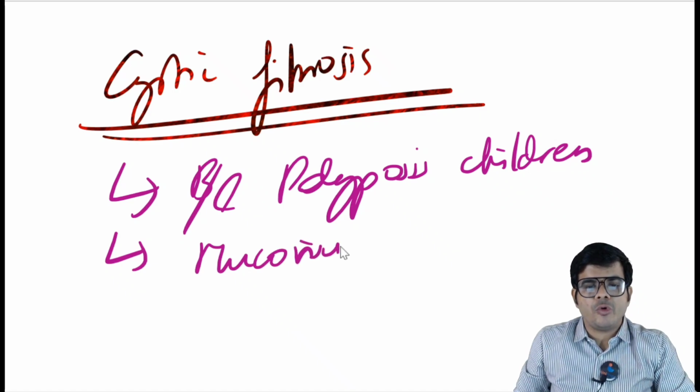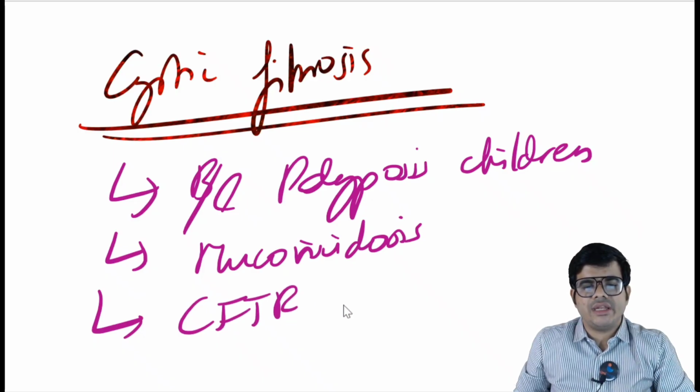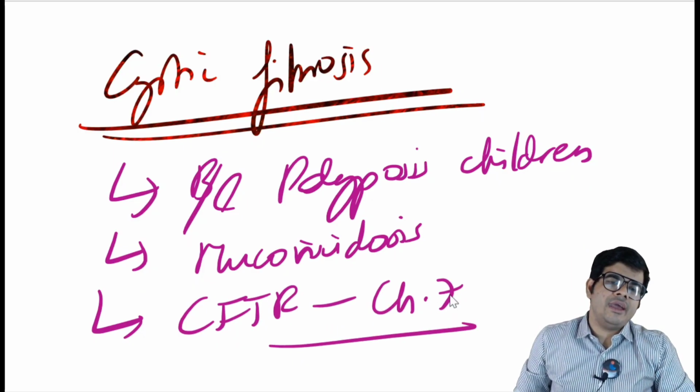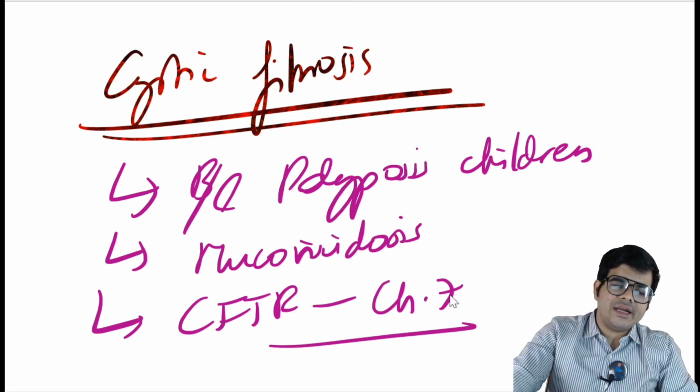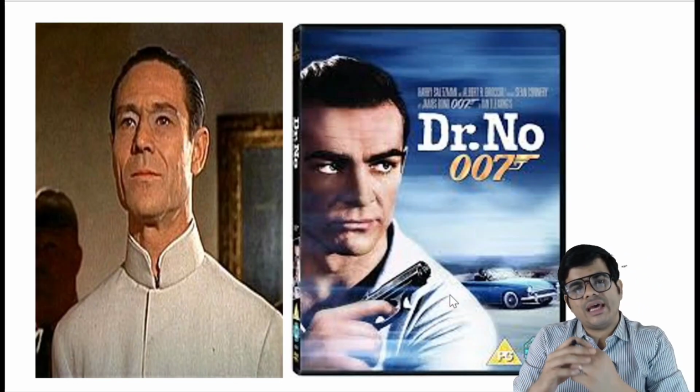and it is also known as mucoviscidosis. And why does it occur? It is due to the mutation in the CFTR gene seen in chromosome 7, right? Chromosome 7. Okay, so that's about cystic fibrosis. Now coming to another condition which causes bilateral nasal polyposis in children, and what is that?